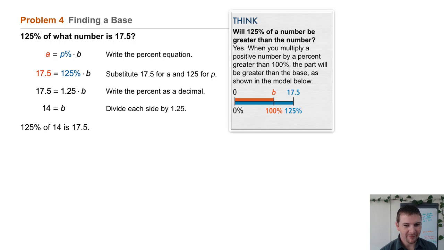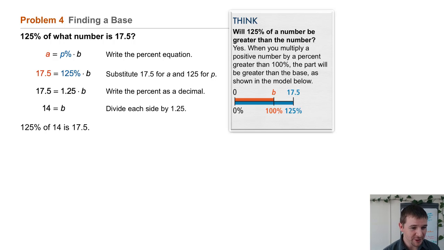125% of what number is 17.5? Finding a base. Did we skip a slide? Nope. I feel prepared for this, but I thought they might walk us through this type of problem before we got one. I guess that's what the problem's going to do.